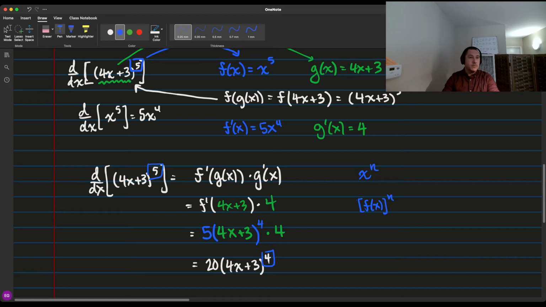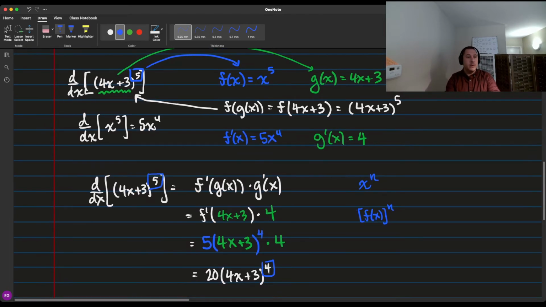Okay, so I'm going to pause for a moment and see if there are questions. Are there any questions on how I identified f and g? Are you talking about basically here, right?